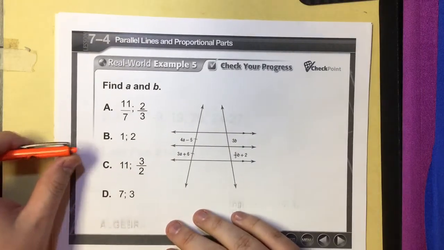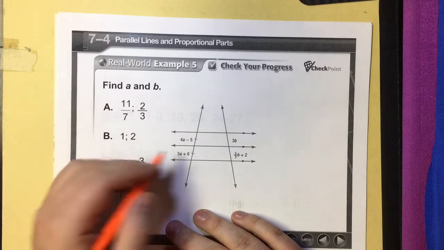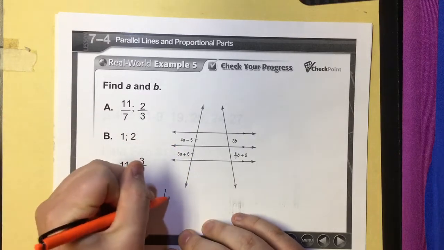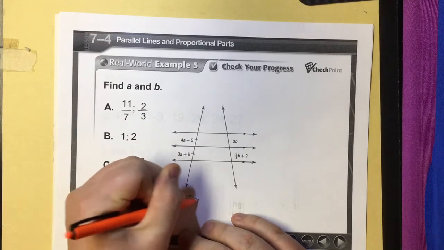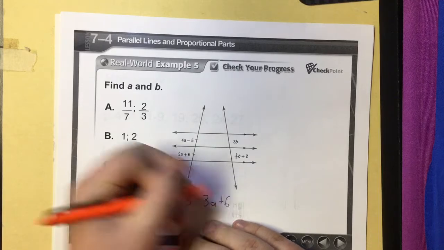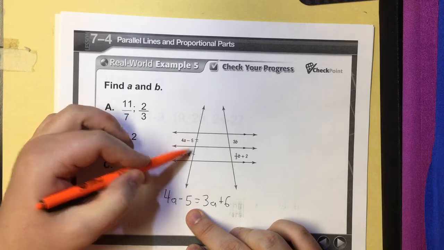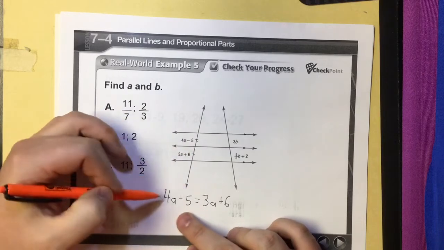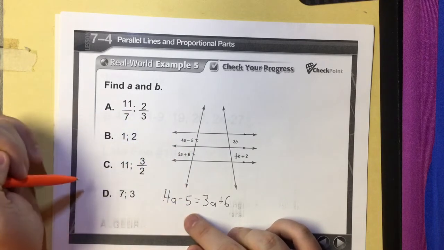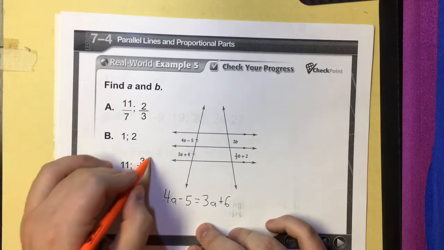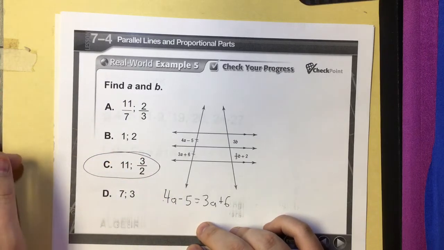All right. This is the same type of problem. We can write our equation as 4a minus 5 equals 3a plus 6. That works because they're marked as congruent, so those are equal. Subtract 3a, add 5, and we find that a is 11. So just multiple choice, I could stop there.